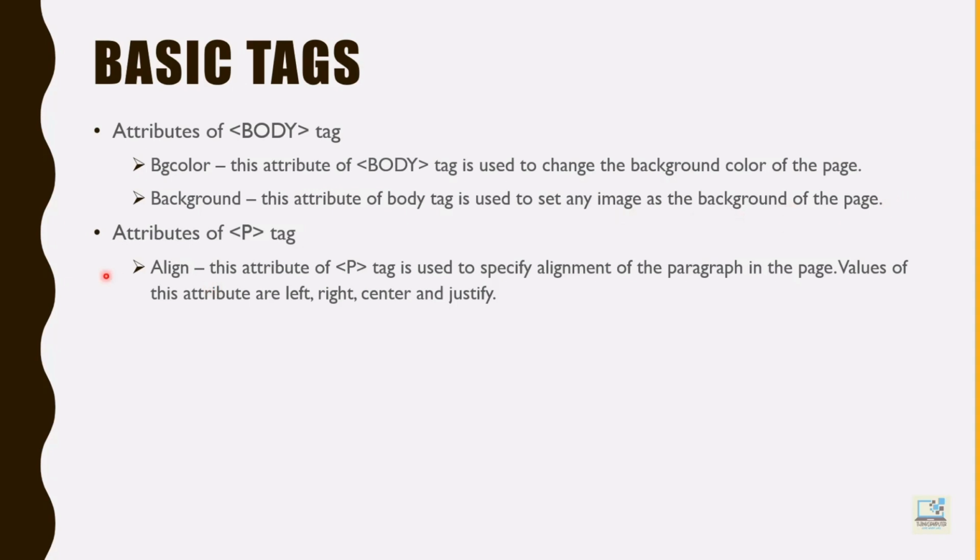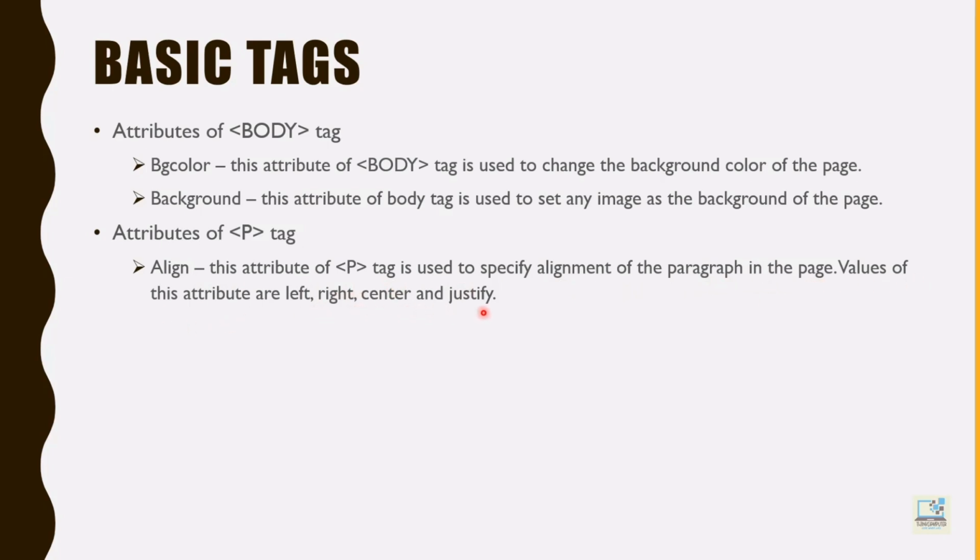Now let us talk about the attributes of paragraph tag. One attribute we will discuss, that is the align attribute. This attribute of P tag is used to specify alignment of the paragraph in the page. Values of this attribute are left, right, center and justify.